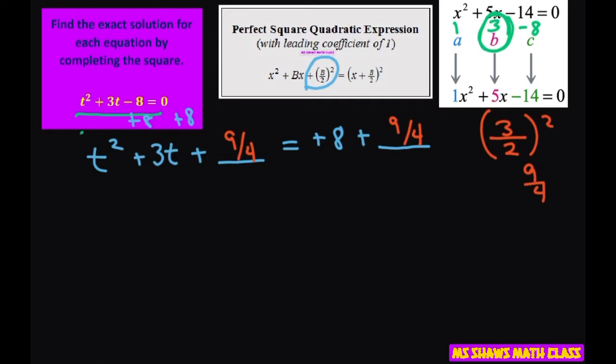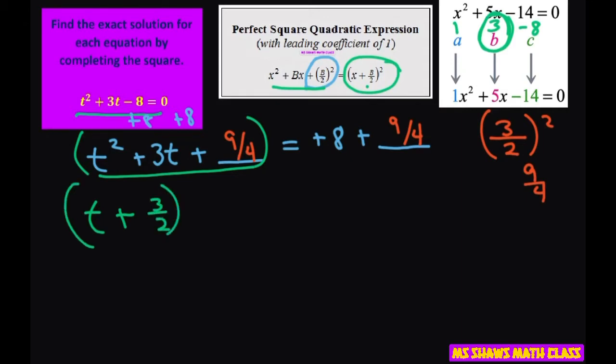Now for the left-hand side, this is now a perfect square trinomial. So for this to work, we're going to write it like this. So you're going to write t plus, and you just take half your b. Your b is 3, so just take half of that. Put the parentheses and square it. So if I wrote this out twice and FOILed it out, I would get this back.